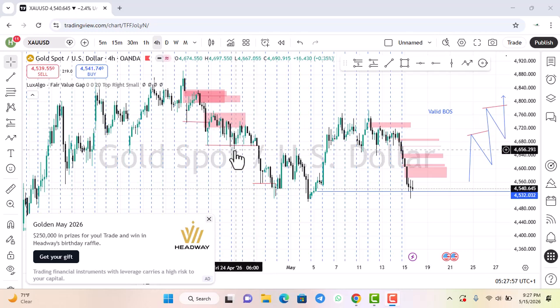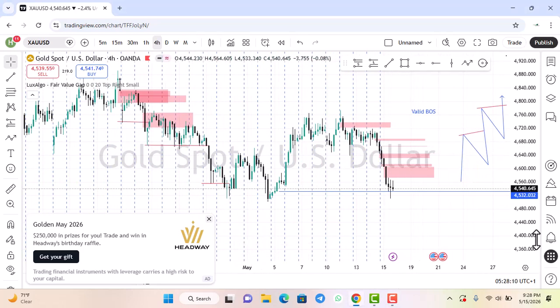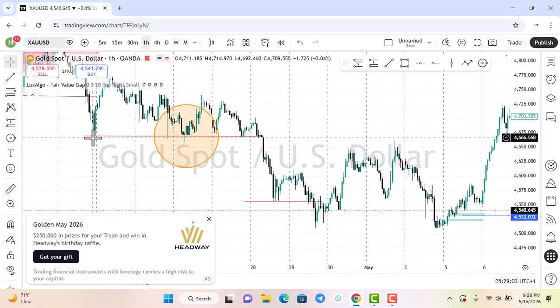So if the wick of a candle breaks the previous lower low, which is this point here, we can consider it as a valid break of structure. When you are trying to mark your previous lower low, you mark the wick of those candles, not the body of the candle, right? You mark the wick, which is this point here.